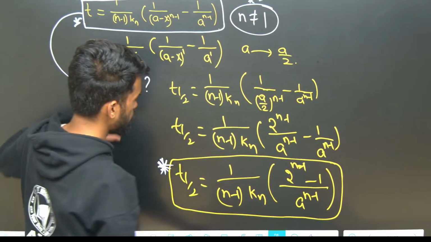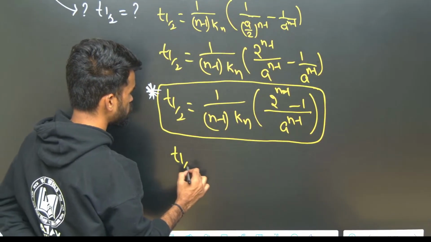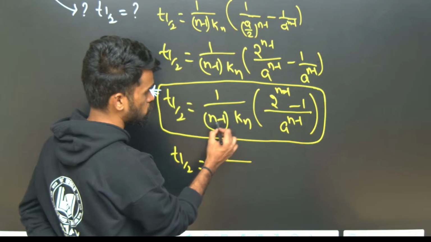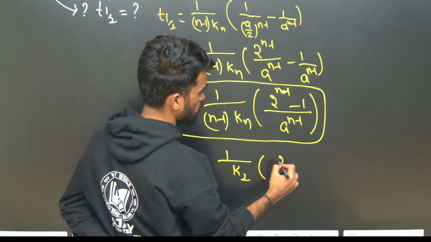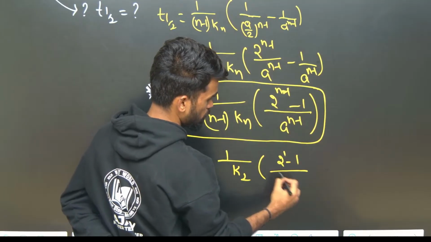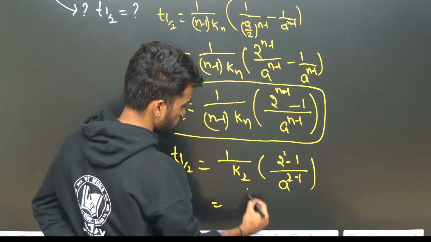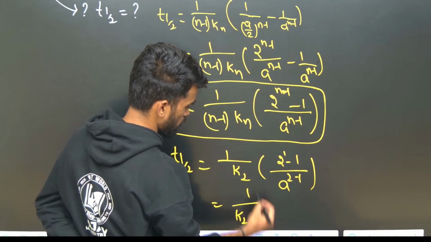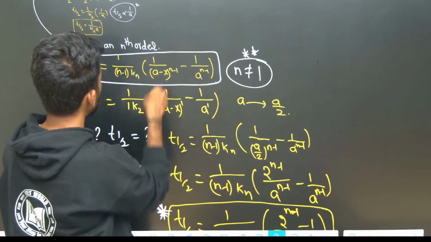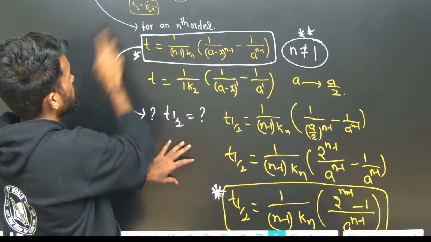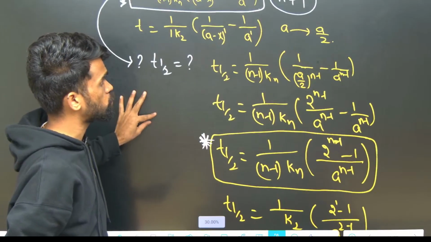For example, if I ask for second order reaction, what are you going to get? T half of second order reaction equals 2 minus 1 is 1, so k2. So here 2 power 1 minus 1 by a power 2 minus 1. So what are you going to get? 2 minus 1 is 1. So 1 by k2 into a, that's it, t half. So the same equation we got here also. When we did for this, see, 1 by k2a, here also 1 by k2a. So these are the two important equations that should be remembered.